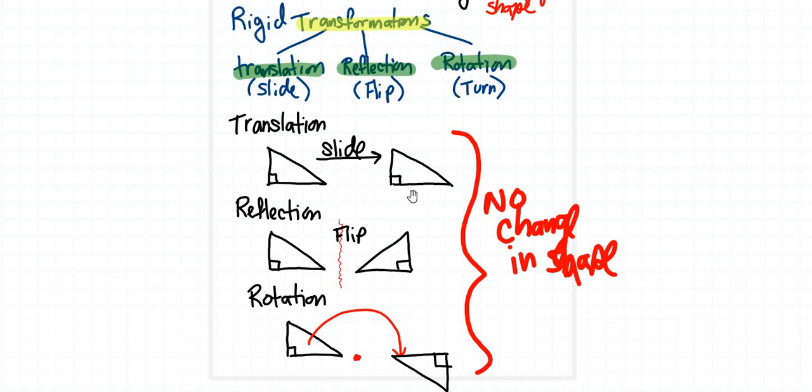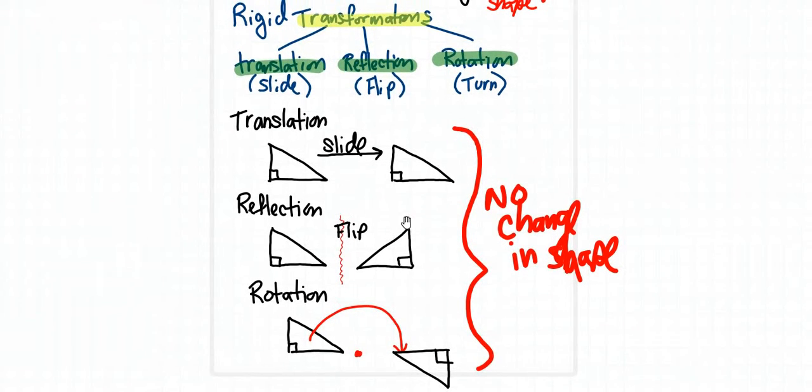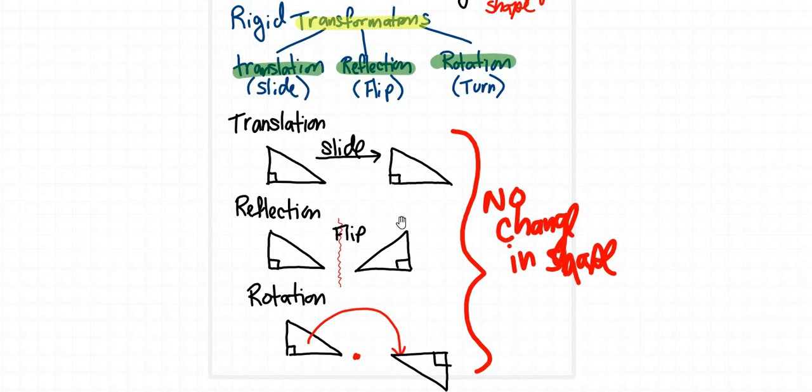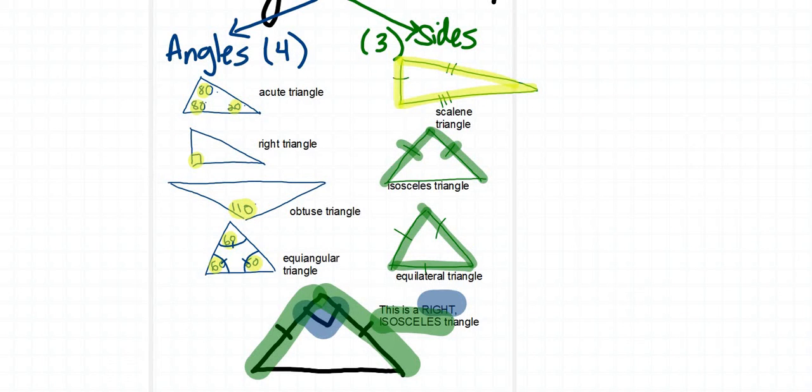So let's recap. Geometric motion, you have 2 of them, rigid and non-rigid. The rigid transformations are translation, reflection, rotation, also known as slide, flip, turn. You have your non-rigid transformation, which is dilation. Dilation means to change in size, bigger or smaller. Then we classify triangles by both their angles and by their sides. Acute, right, obtuse, equiangular. Sides, scalene, isosceles, equilateral.